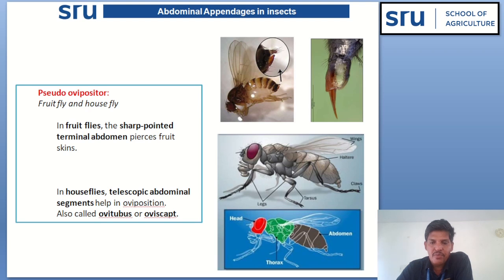So they are performing the function of ovipositor, but there is no special kind of ovipositor there in them. That's why the name pseudo-ovipositor. In housefly, we call the pseudo-ovipositor as ovitubes or oviscapt.